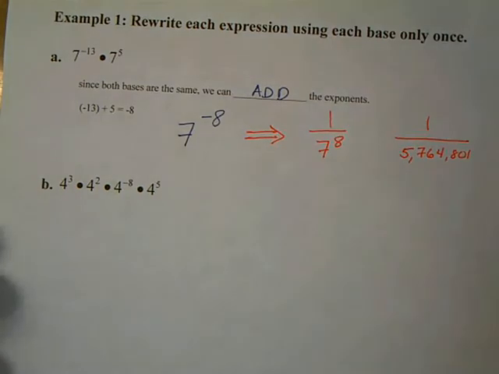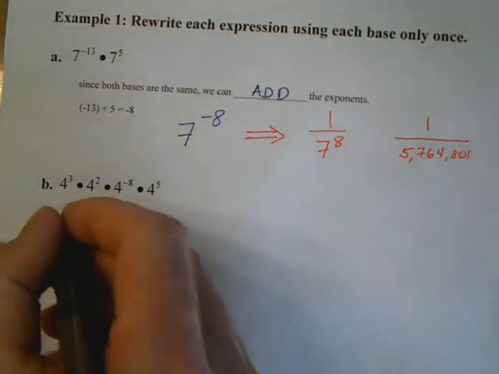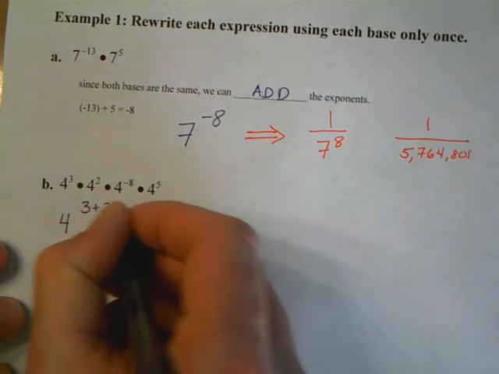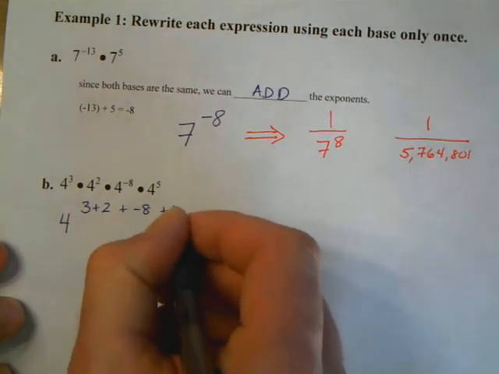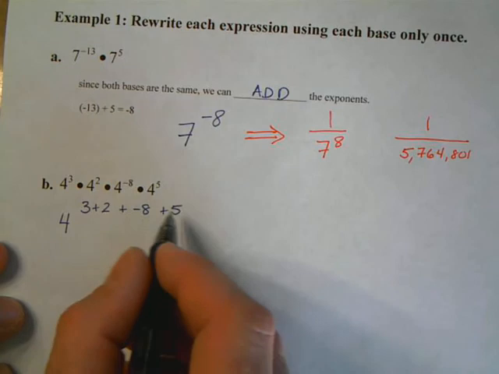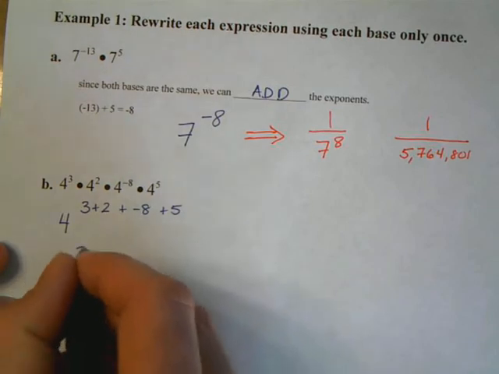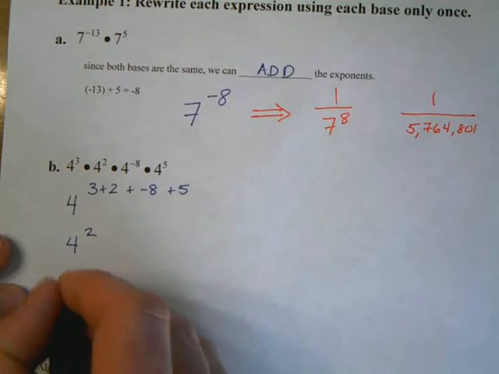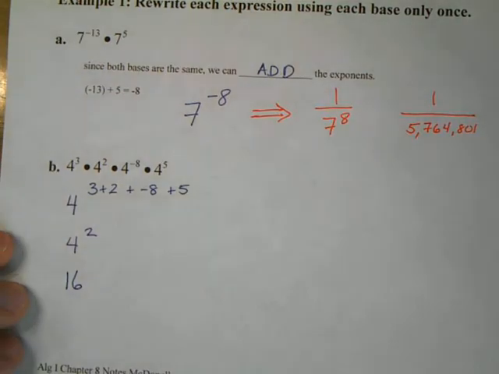Now let's look at our second one on this page. We have 4 cubed, 4 squared, 4 to the negative 8th, and 4 to the 5th. All the same base. So let's add our exponents. 3 and 2 makes 5. 5 and negative 8 makes negative 3. Negative 3 and 5 makes 2. Since this number is a fairly small number, we can easily work this out and get 16.